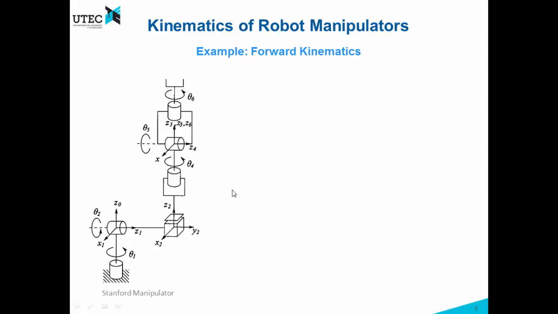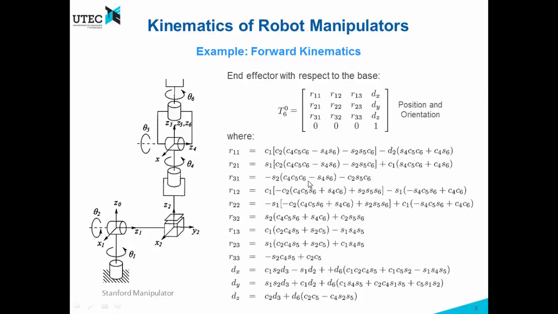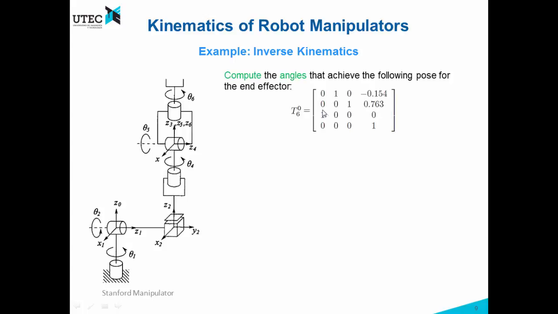Let's see an example. This is a Stanford manipulator, and as we saw, the end effector with respect to the base can be given by a homogeneous transformation matrix, which represents position and orientation. Each of these elements is given by these expressions, which are a combination of cosines and sines, as you can see. The problem of inverse kinematics now is the following. We have to compute the angles, the q1, q2, etc., to achieve, for example, this pose for the end effector.